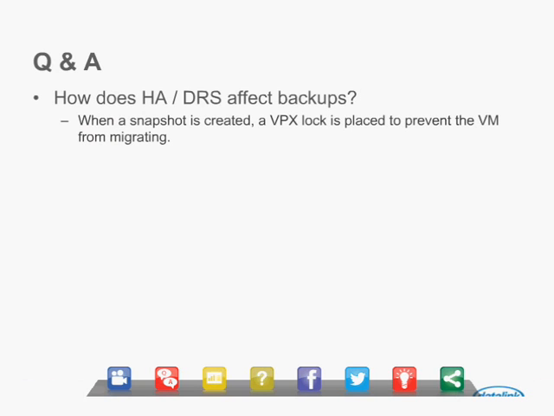One question that we have seen: how does HA DRS affect your backups? So in VMware, you have the ability to set up HA and DRS, and this allows your VMware to more closely monitor your VMs in case of faults, network link failures, data stores being close to capacity, or ESX hosts that are failing. So one of the common questions that I've seen is, how does this affect NetBackup's ability to back up a VM? Well, when a snapshot is created, a VPX lock is placed to prevent the VM from migrating. So when you're going to back up a VM, one of the first things that happens is NetBackup will, through the API, request that vCenter place a lock on the VM from doing any form of vMotion, and will basically hold that VM in place.